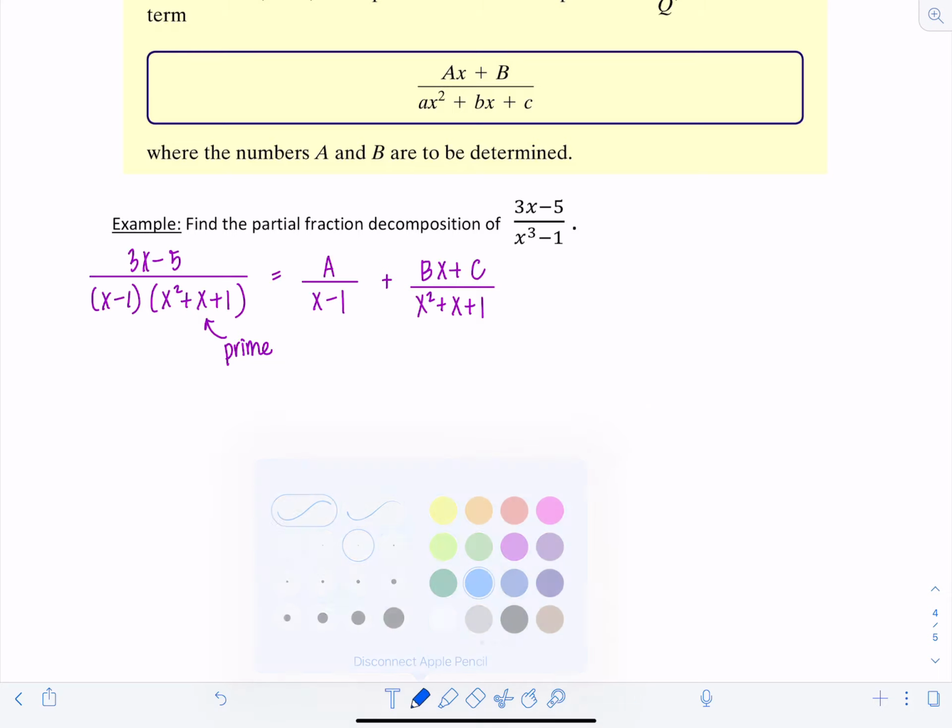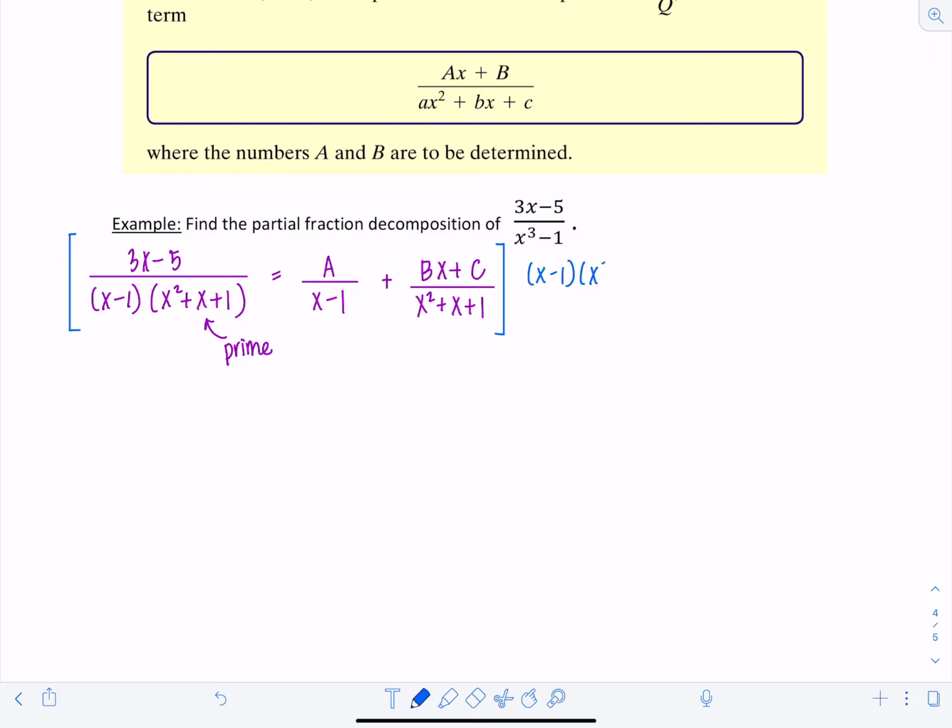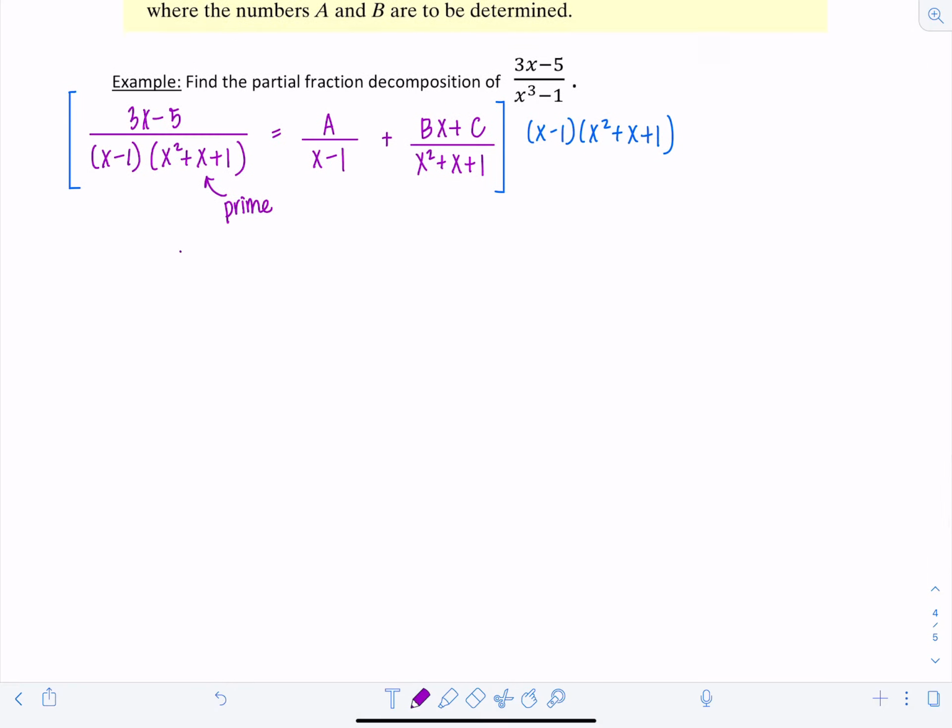So I'm going to multiply through by the LCD, and don't worry, this one's not going to take forever like the last one. I'm going to multiply by (x minus 1) times (x squared plus x plus 1). Now on the left-hand side we have 3x minus 5 equals A times (x squared plus x plus 1) plus (Bx plus C) times (x minus 1). Okay? Now, I'm going to box this.